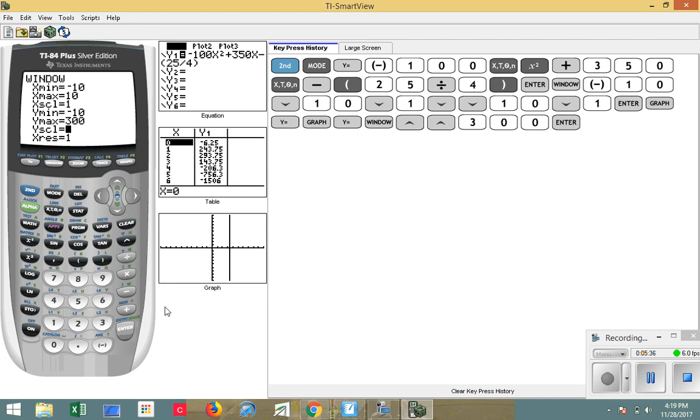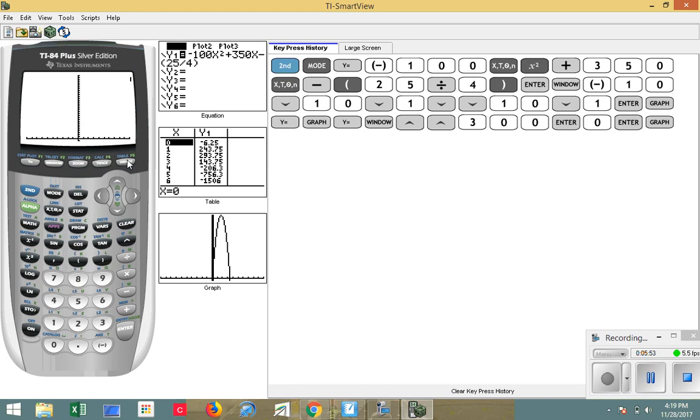Now this is a little bit of trial and error. I don't necessarily know exactly what to set it at, but I do know if I'm going from -10 to 100, I probably want to scale that by tens rather than by ones. So enter, and I'm going to graph. Now my goal is to see the entire parabola on the screen, which I can now see.